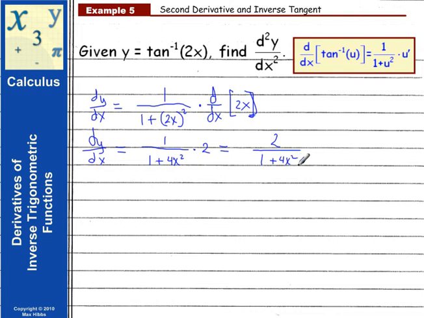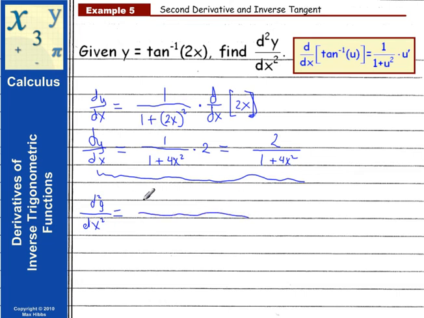Okay, now our job, of course, is to find the second derivative, and we already understand that to find the second derivative, we find the derivative of the first derivative. So the second derivative calculation, d squared y over dx squared, is going to require us, or we'll probably want to use the quotient rule since we have a quotient here. So using the quotient rule, let's see what we get.